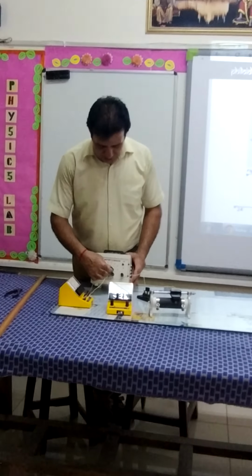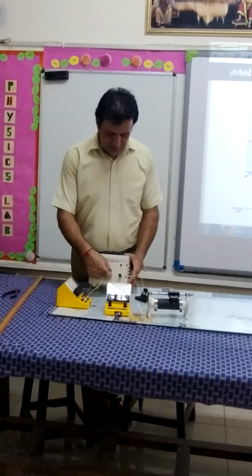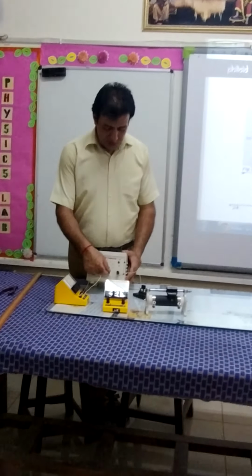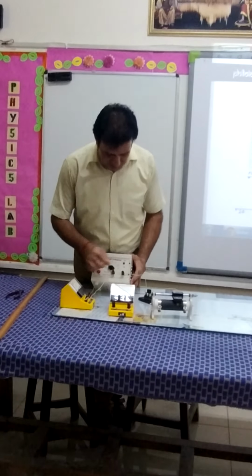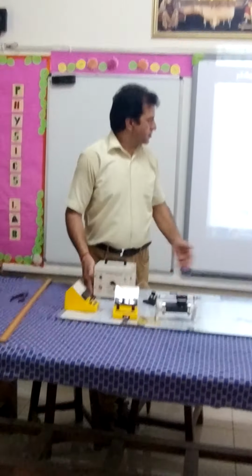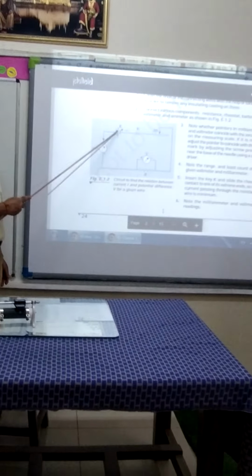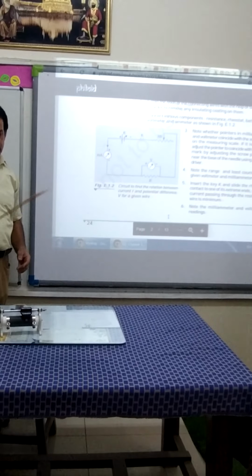So first of all, we keep it at a very low voltage. This red terminal represents the positive terminal of the battery, and this black is the negative terminal. According to the connection, we have to connect the positive terminal of the battery with the positive terminal of the milliammeter.